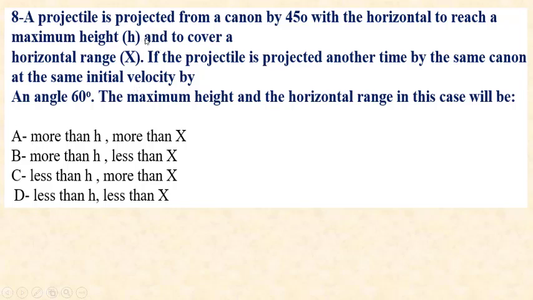Okay, if the angle changes from 45 to 60, theta increased, but the height is related to Viy, which is Vi sine theta. You know from mathematics that by increasing the angle, the sine of this angle will increase. So Viy increased, so the height increased. Then the change will be that the horizontal range x decreases and the height will increase. So from the given, the answer will be the height will be more than h and the x will be less than x. Then the next question.